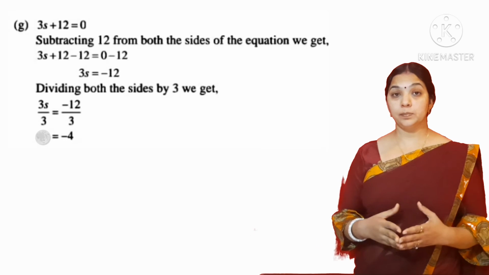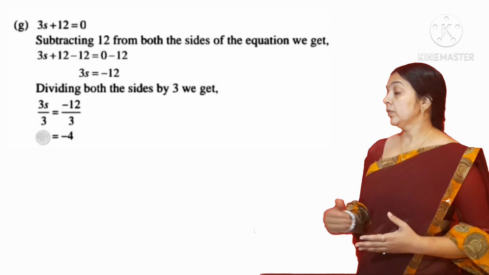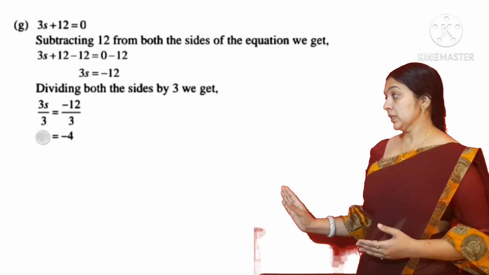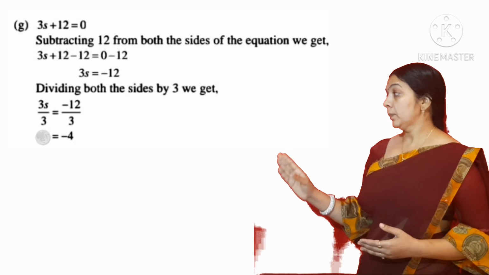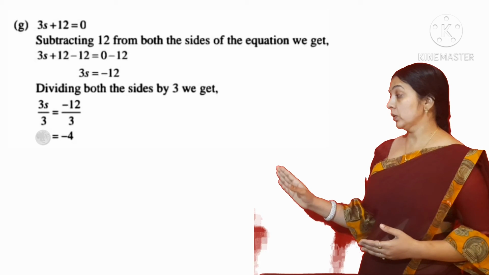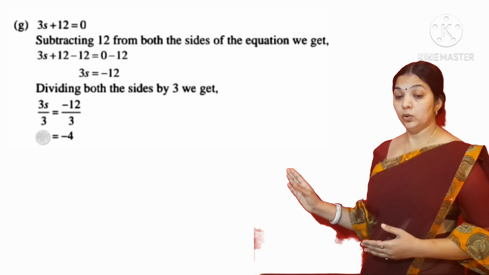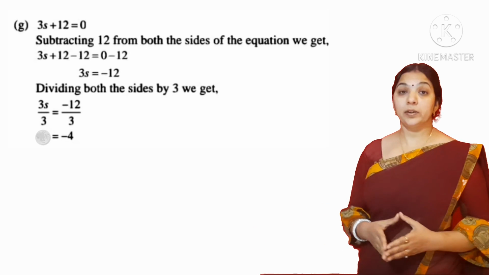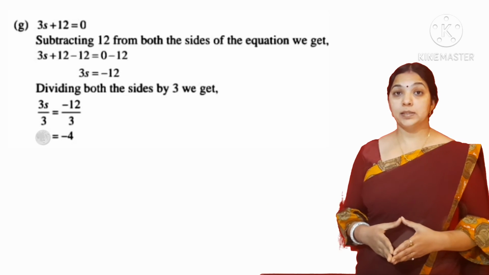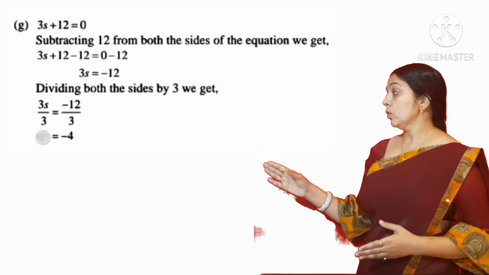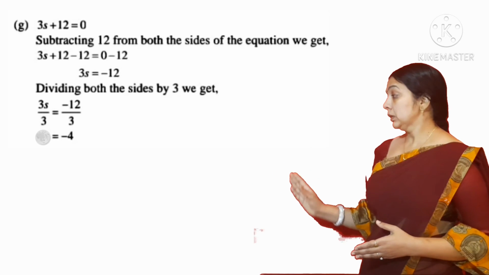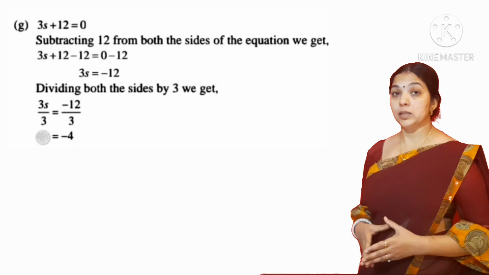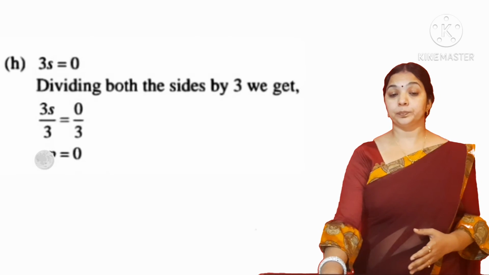G is 3s plus 12 is equal to 0. So for this we will subtract 12 from both sides, LHS as well as RHS. So 3s plus 12 minus 12 is equal to 0 minus 12. So 3s is equal to minus 12. Now we will divide by 3 on both hand sides. So s is equal to minus 12 upon 3. That means s is equal to minus 4 is the answer for this question.